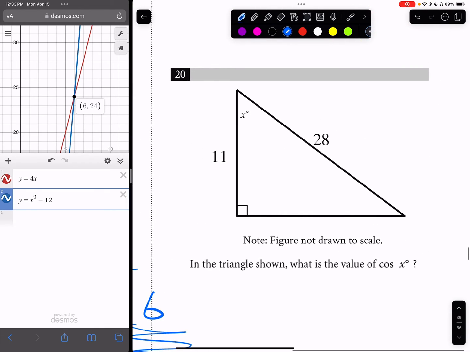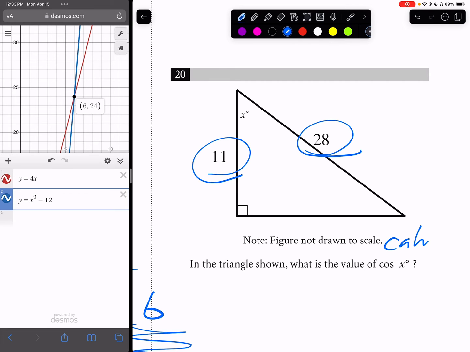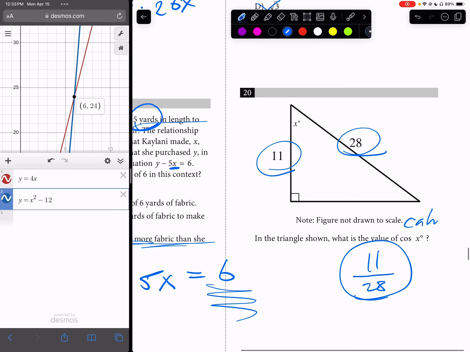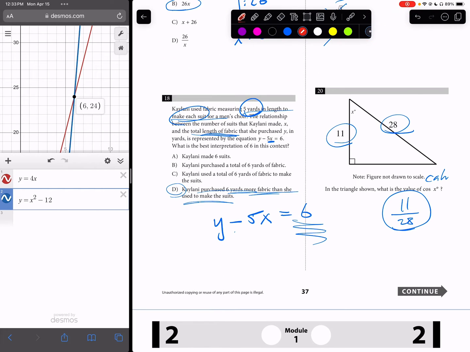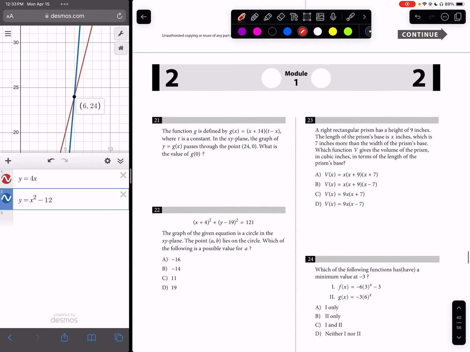Number 20 says, what is cosine of x? Well, cosine is adjacent over hypotenuse. So I'm just going to go adjacent over hypotenuse. It's 11 over 28. Just going to check and see, can I simplify that fraction? Nope. 11 is prime. I'm going to come on down here. Here is number 21 when you're ready.